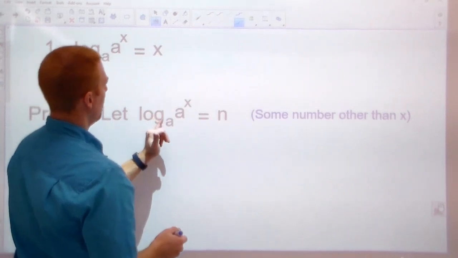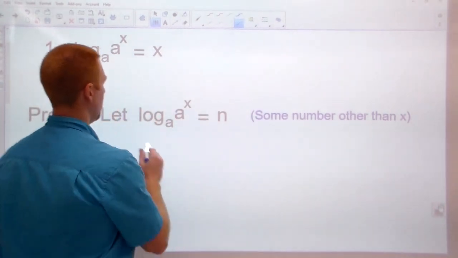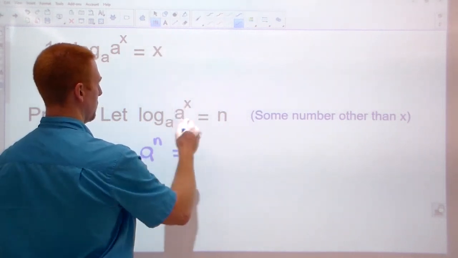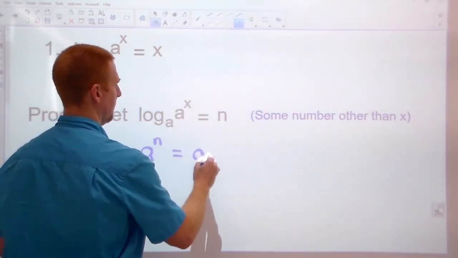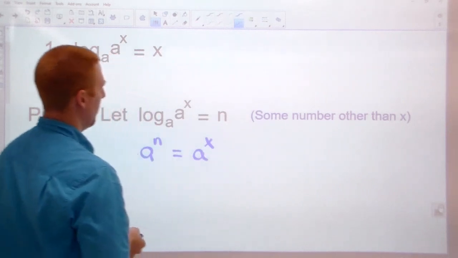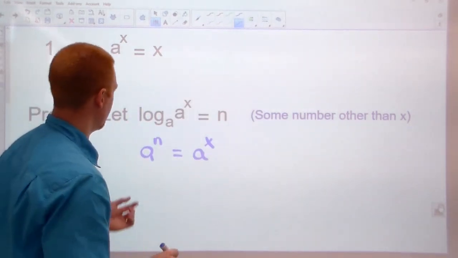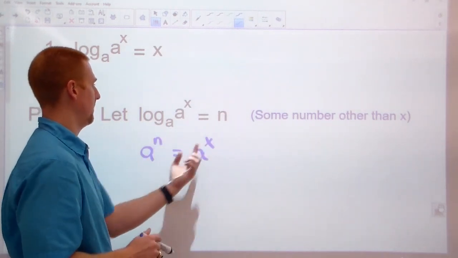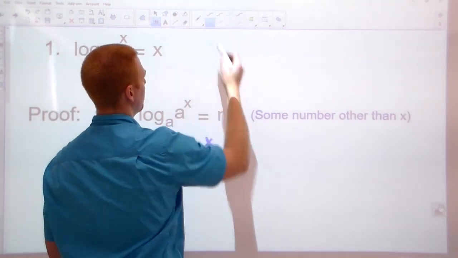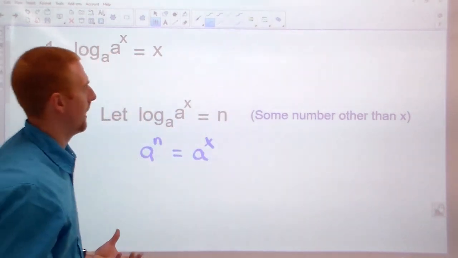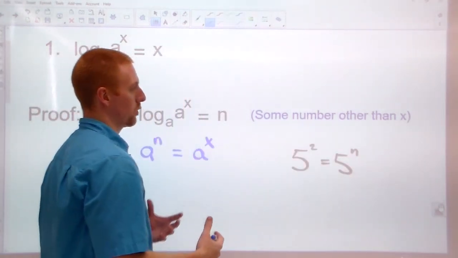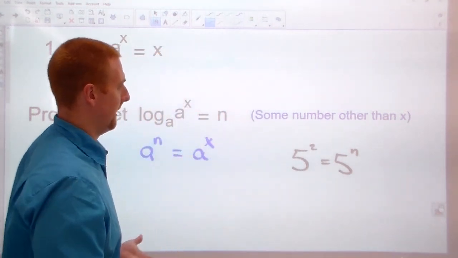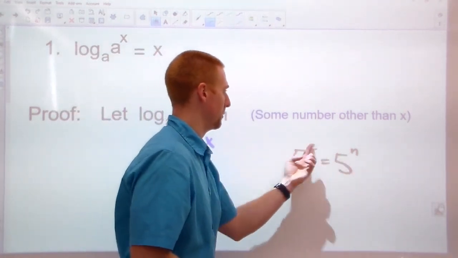Okay, so let's think about how we could rewrite this as an exponential function. Well, if you take the base to the exponent, that would be a to the n power equals the result part here, so a to the x. Well, there's probably not a lot more work to do because if they have the same base, then these exponents would have to be the same. Just an example: if I had 5 squared equals 5 to the n, there's only one thing n could be, and that's the same number as what's right here.